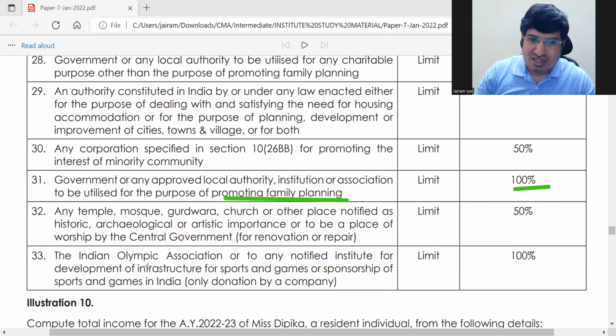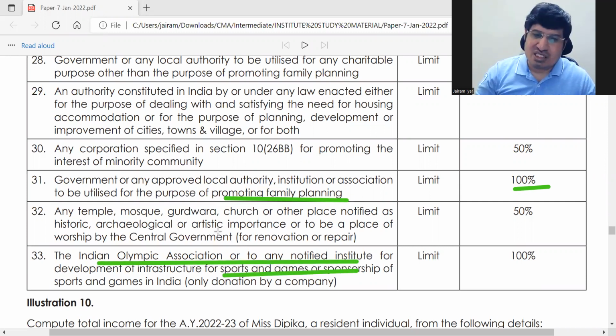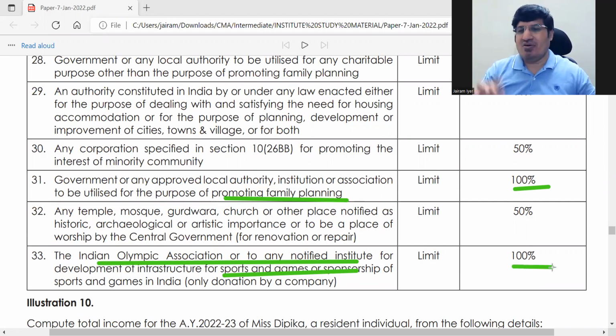This is all done. And then last is Indian Olympic Association or notified institute for sports and games kind of. Sports and games come under category B, but it is 100%. There are only 2 at 100% in category B. So if you just go through it quickly, you will be able to remember. There is nothing very tough in this.